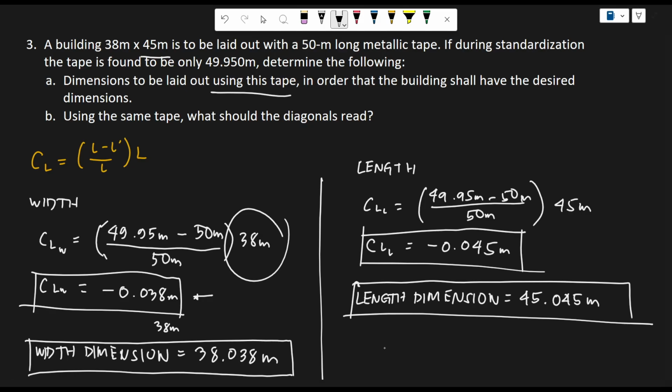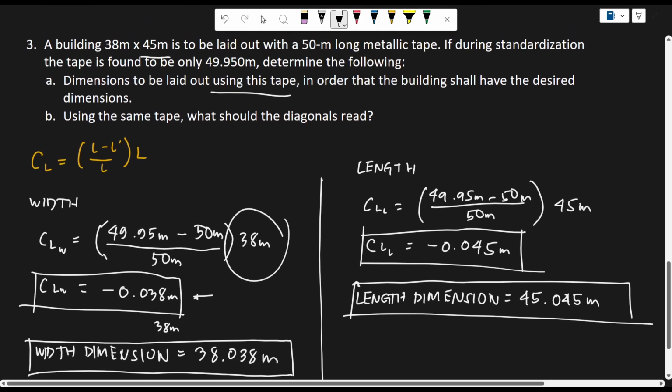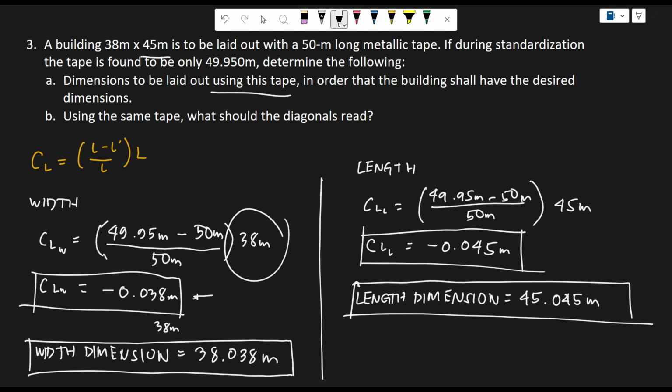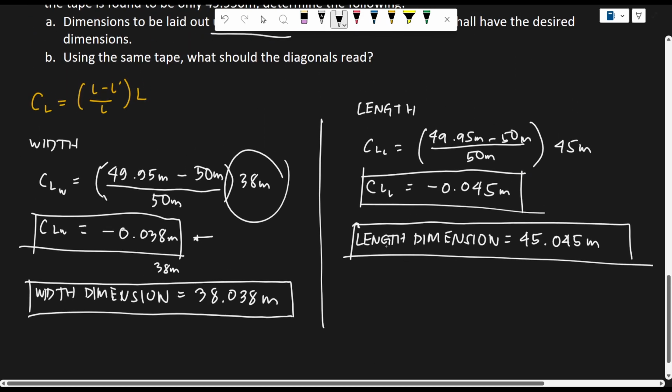Dimensions to be laid out in order that the building shall have the desired dimensions. Okay, so that's it. So this one word right here, layout, will have this effect onto the application of your problem. Okay, because now we're not just correcting the already measured line, we are determining what length reading we should apply to get exactly the dimension that we want. So that is the difference. So let's now go to letter B.